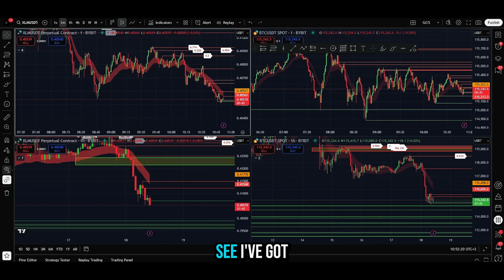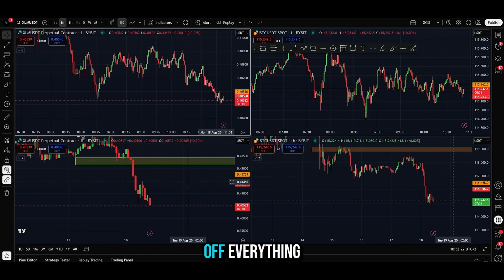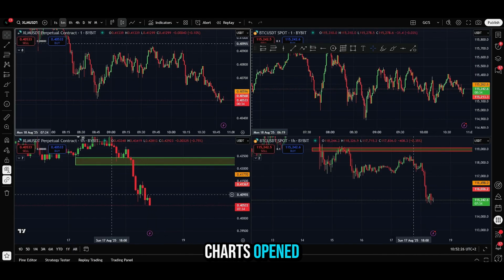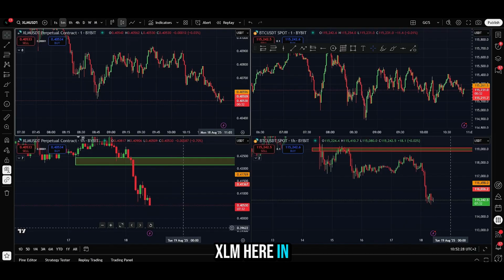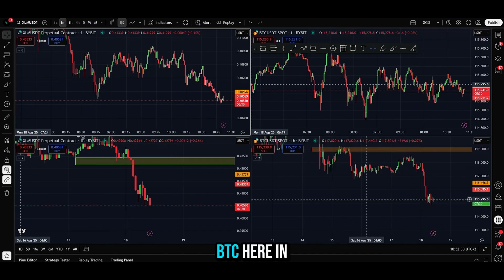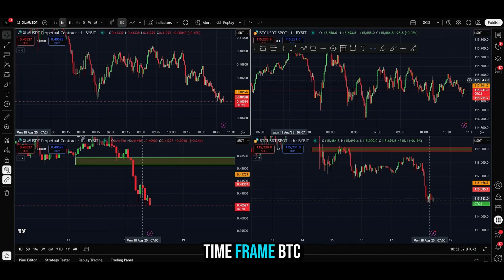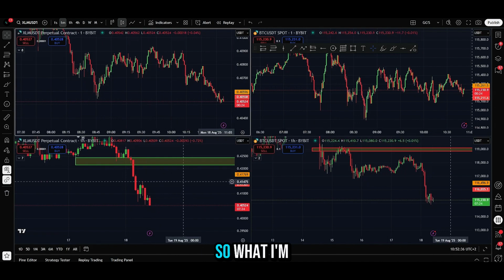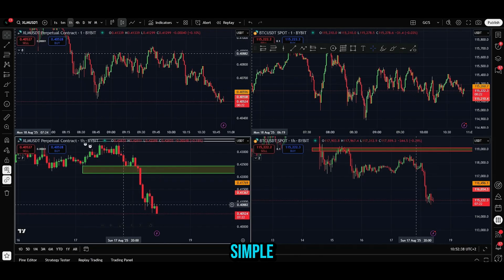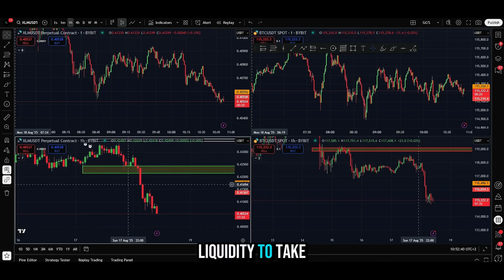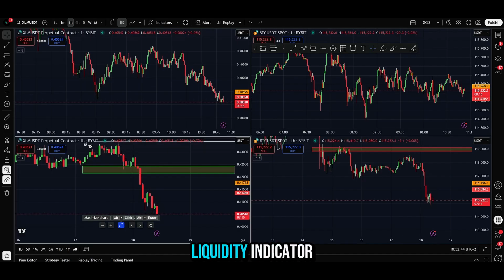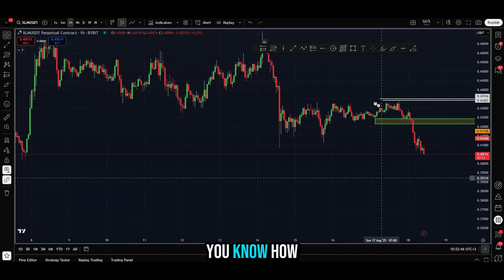As you can see, let me turn off everything. I've got these charts opened: XLM here in a 1 hour time frame, BTC here in the 1 hour time frame, BTC here in 1 minute, XLM in 1 minute. All right, so what I'm doing here is simple. I am using liquidity to take decisions. And guys, for those who are already using the liquidity indicator, you know how it works.